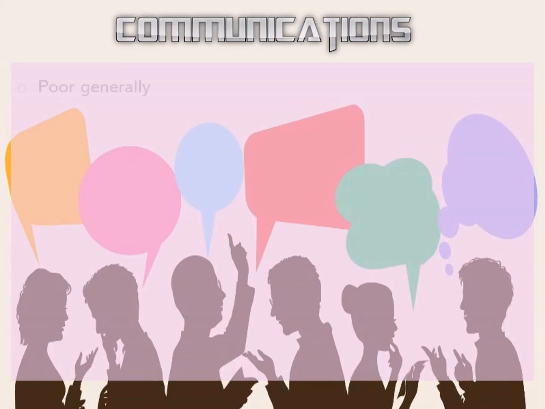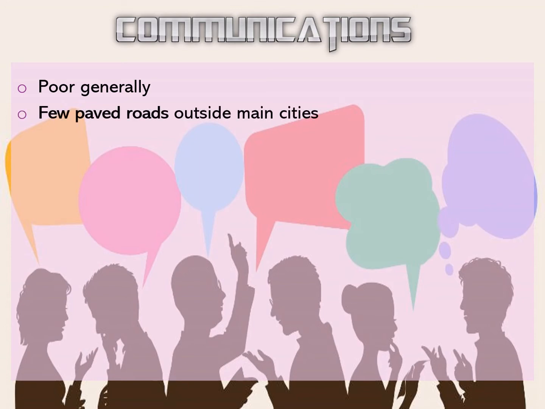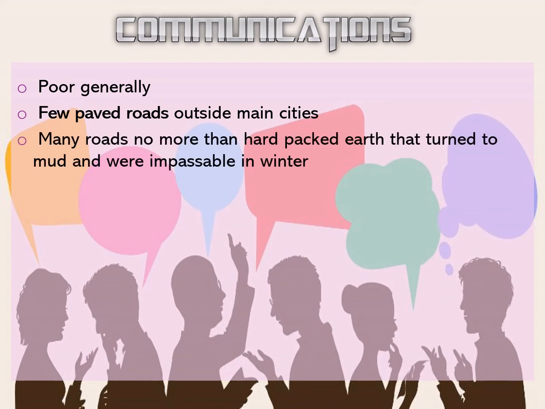As you can imagine, communications was generally quite poor. There were very few paved roads outside of the main cities, so pretty much that area of industrial development is the main cities. Very few paved roads outside of this. The roads that they do have, a lot of them are just hard packed earth that when there's a lot of rainfall, or especially in the winter, just turns to mud and were generally impassable.